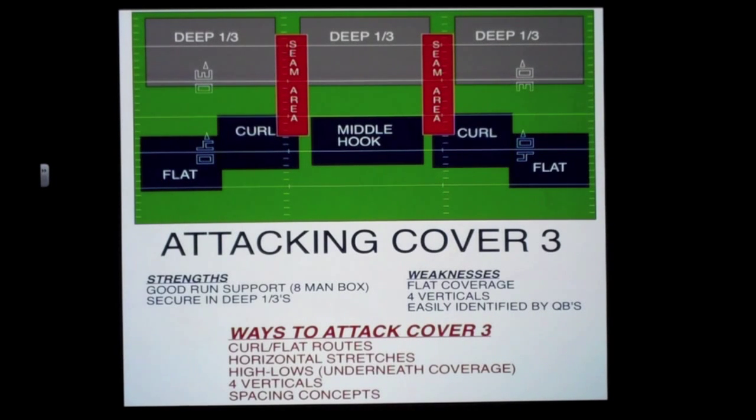Just talk about some of the strengths. Obviously, if you're going to be a one-high defensive team, if that's what you're going to play against, they're going to have the opportunity to get 8 men in the box, but then they're going to be secure in their deep third. Some of the weaknesses are the flat coverage and obviously the 4 verticals when you try to attack that seam area, just beyond the middle hook or the curl droppers and in front of the safety. And that's one way we'll attack.